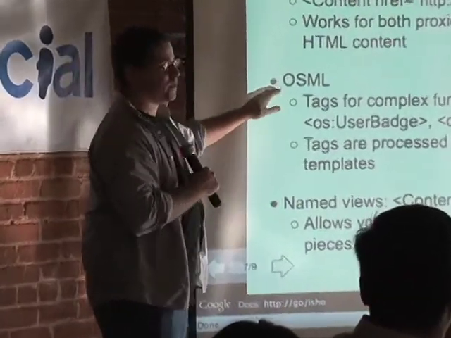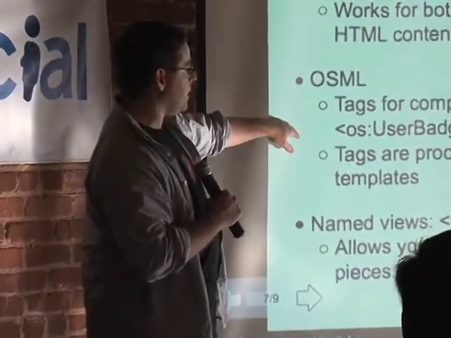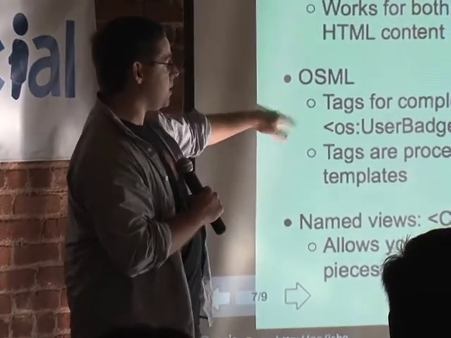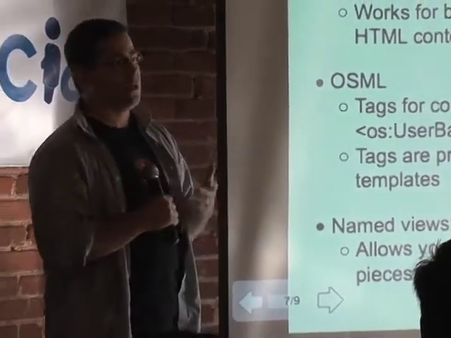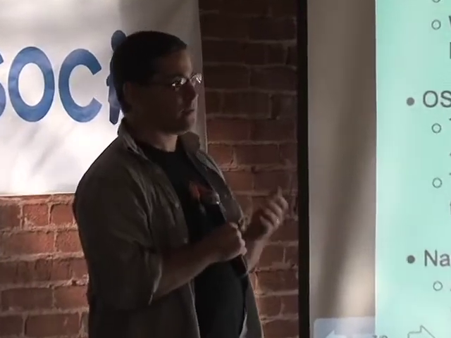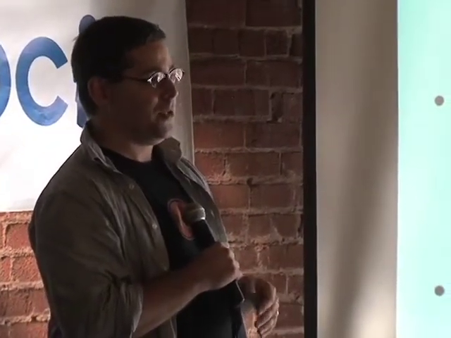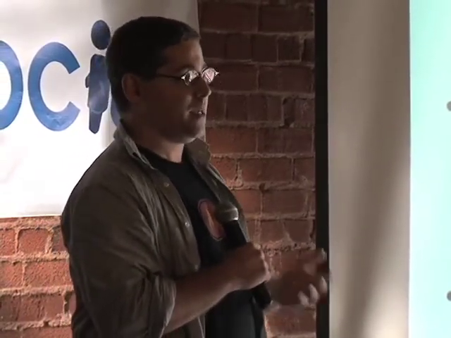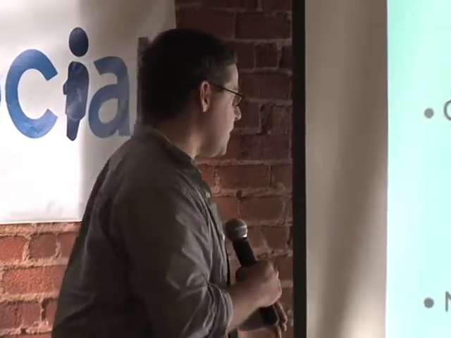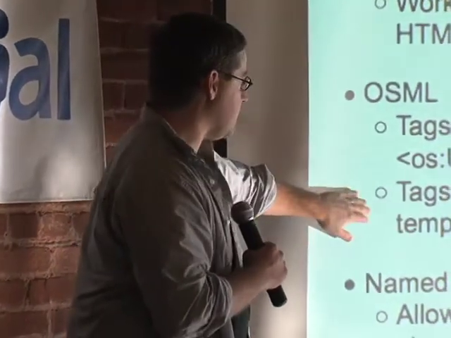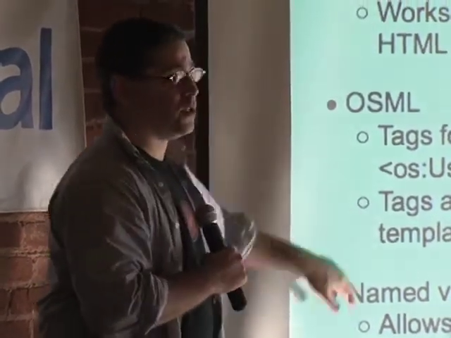OSML, I touched on this before, but there are tags for complex UI functionality, people selector, user badge, share app link. And actually, we'd love your feedback on what tags would be useful. We have a proposal out for 5 tags and a backlog of another 5 or 6 we think might be interesting. But this is all things we think might be interesting. We don't know because we don't have the app developers really speaking up and saying, please, please give us this. And tags are processed, again, in proxied responses as well as in templates. So you can use them whichever way you're developing applications.